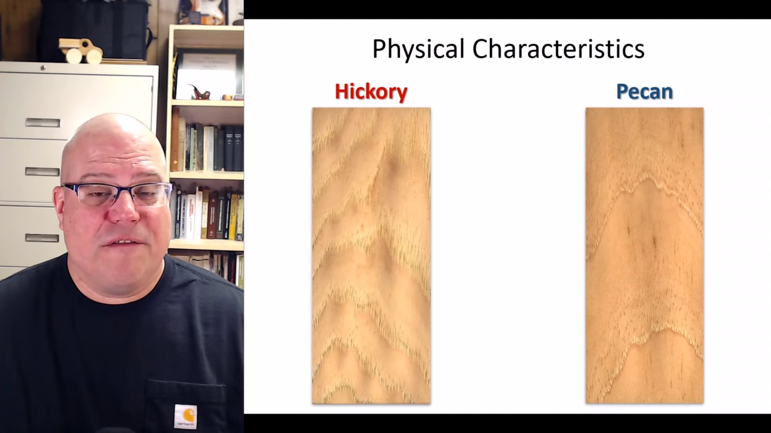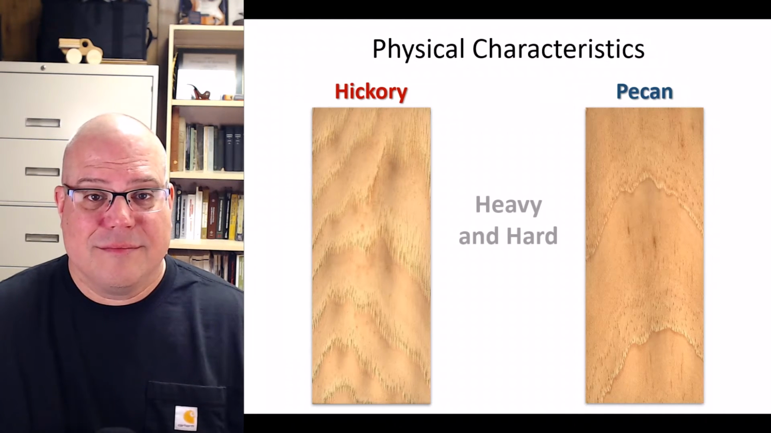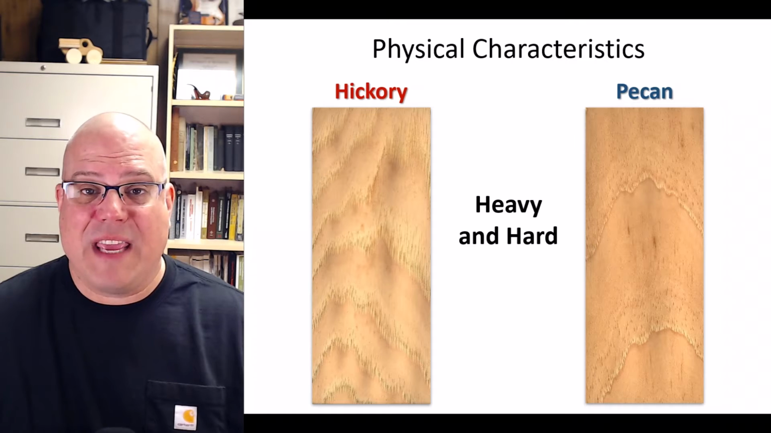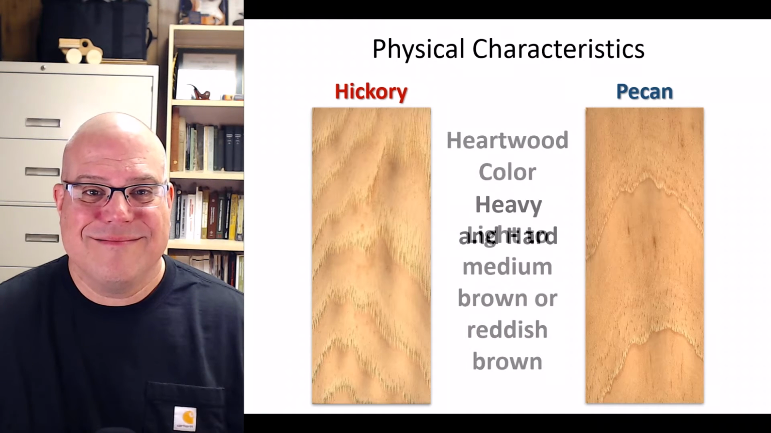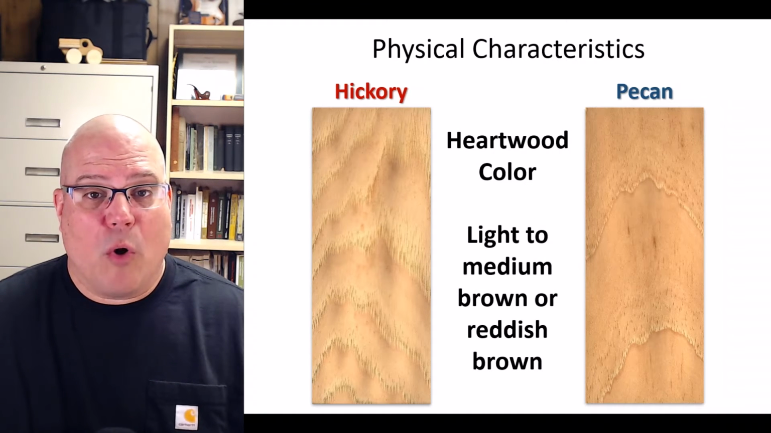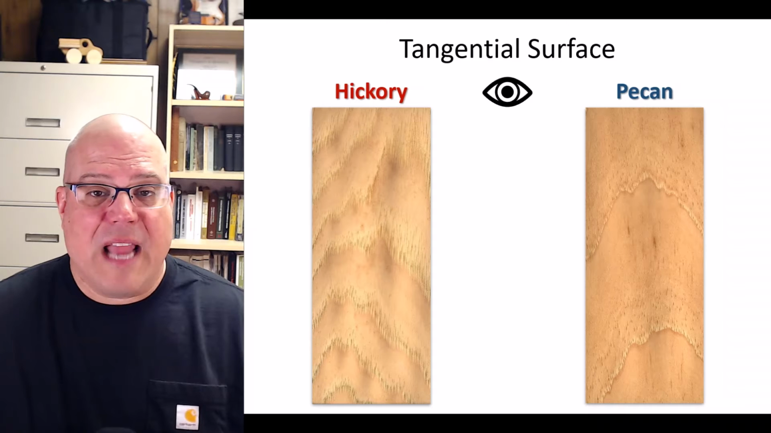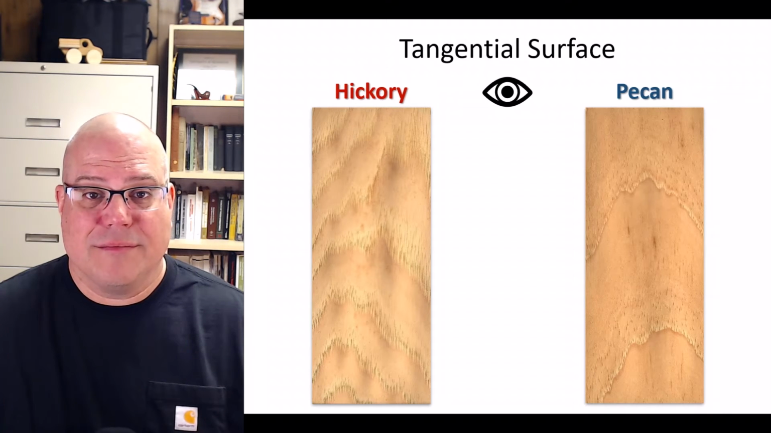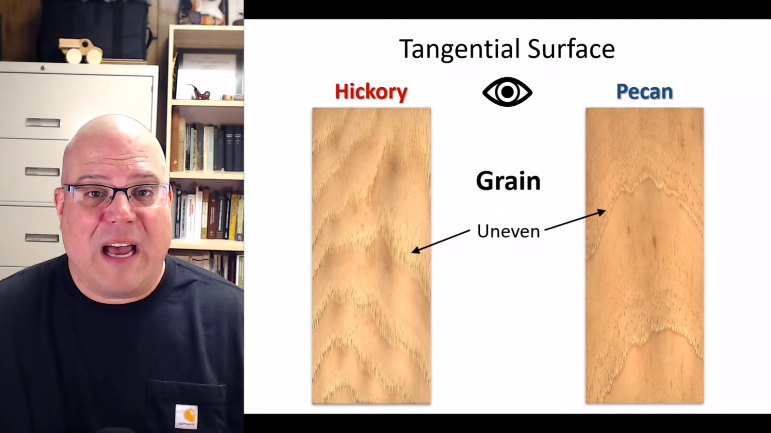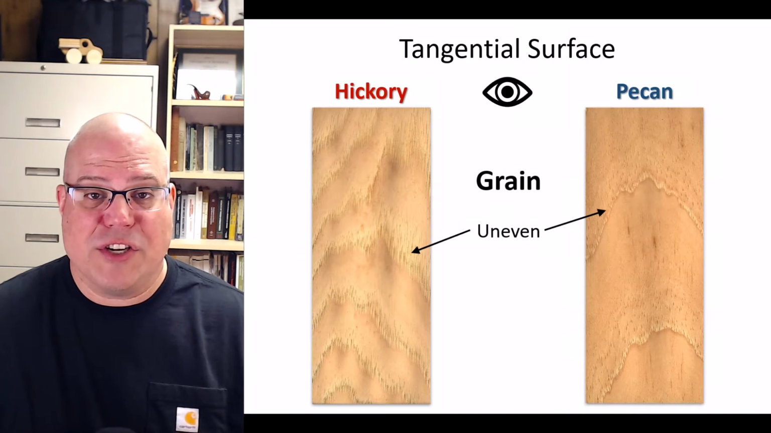We'll start with some shared physical characteristics. Both woods are heavy and hard. And the heartwood of both hickory and pecan is light to medium brown or reddish brown. Next, let's look at some anatomy. We'll start on the tangential surface. Both hickory and pecan have what we call uneven grain. That means you can clearly see a visual contrast between the early wood and late wood on the tangential surface.